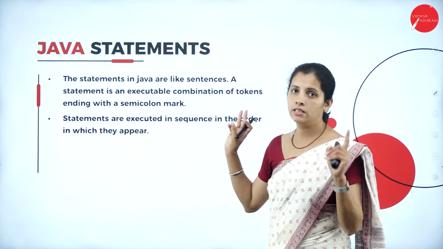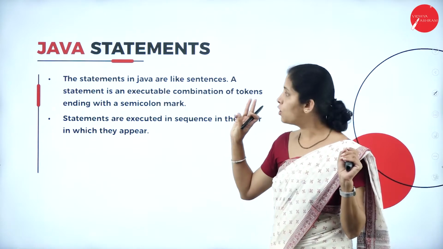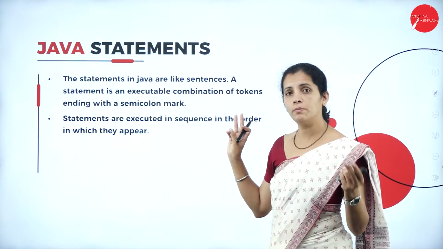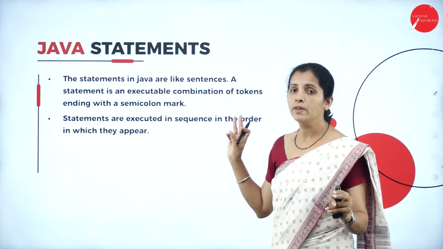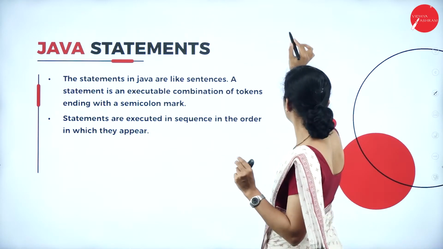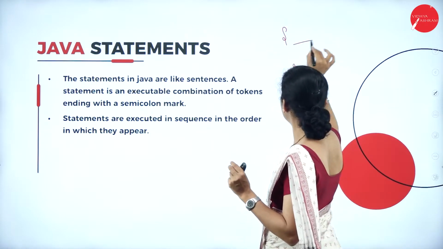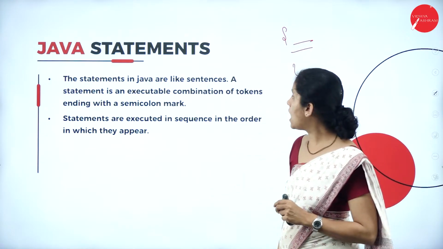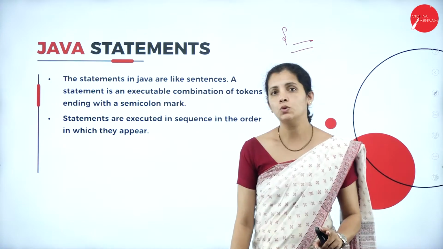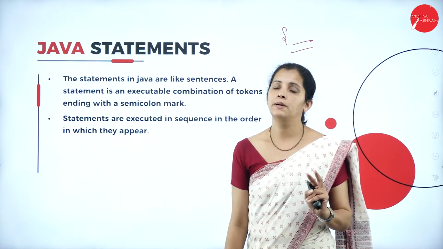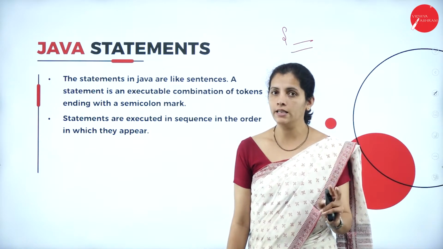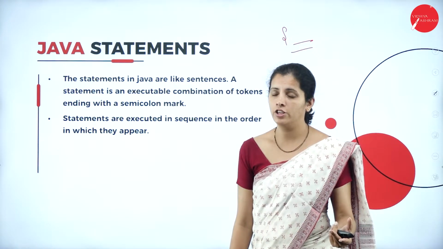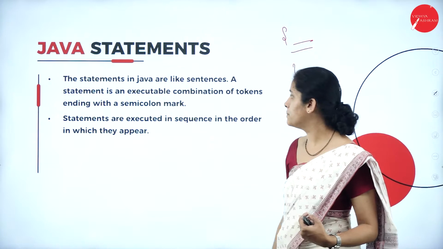Simple in the sense single line or single statement. Compound in the sense what? Multiple statements. And to execute multiple statements, what do I want to do? I want to write those statements within the curly braces. So the statements in Java are like sentences. So what is a statement? That is nothing but a sentence. To frame the sentence, what am I going to do? I'm going to use a high level programming language, that is nothing but English-like statements.